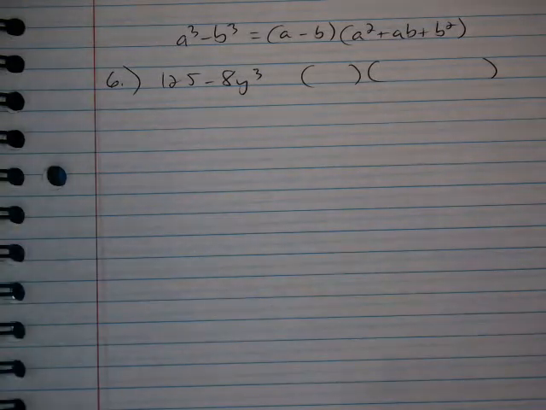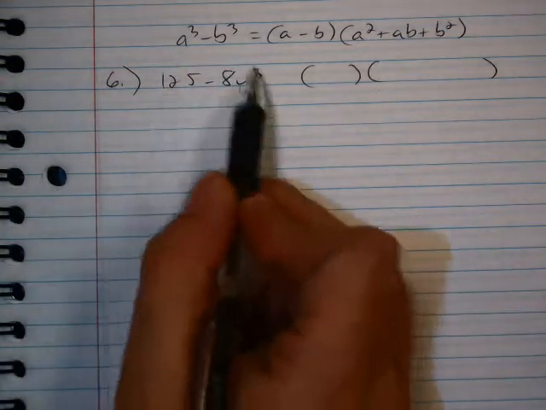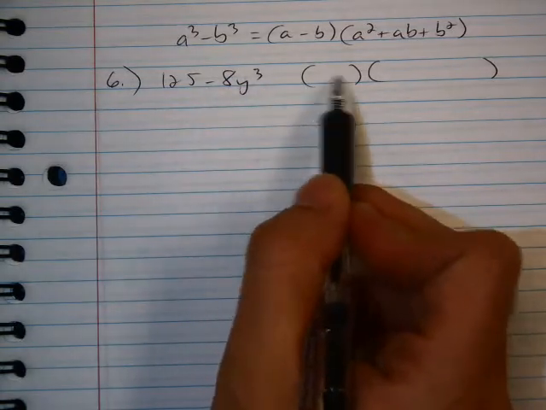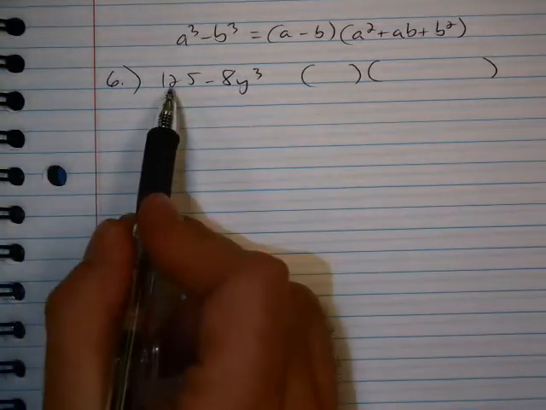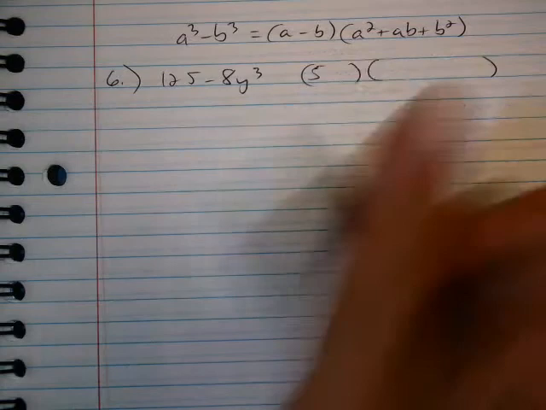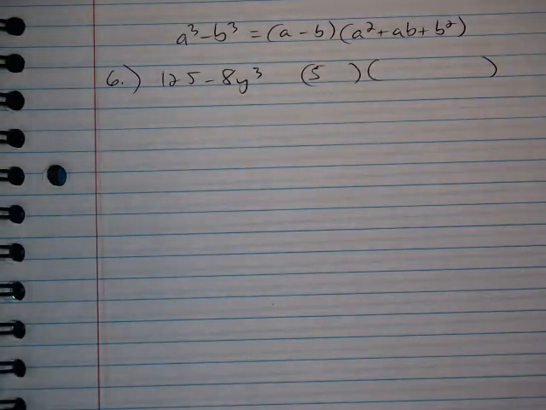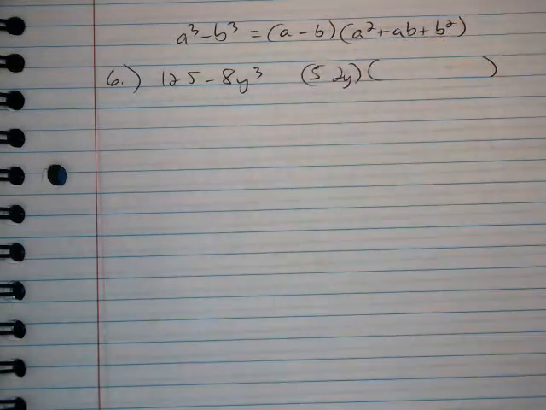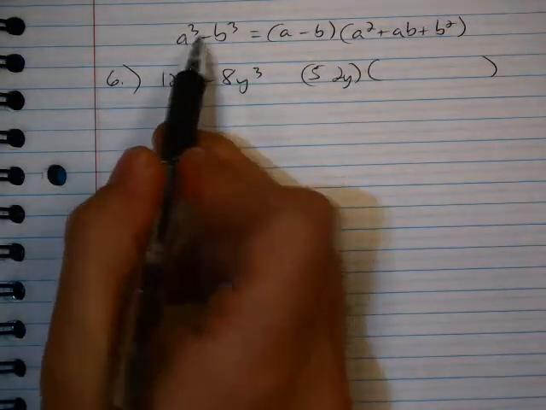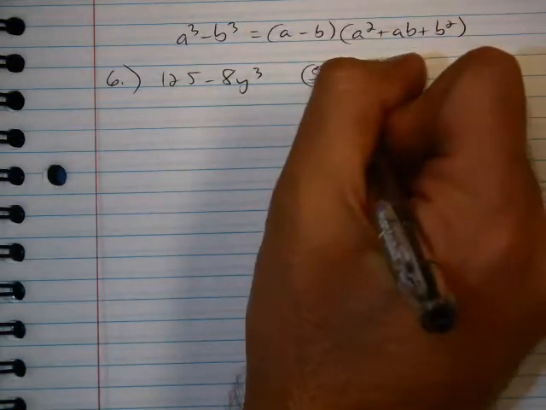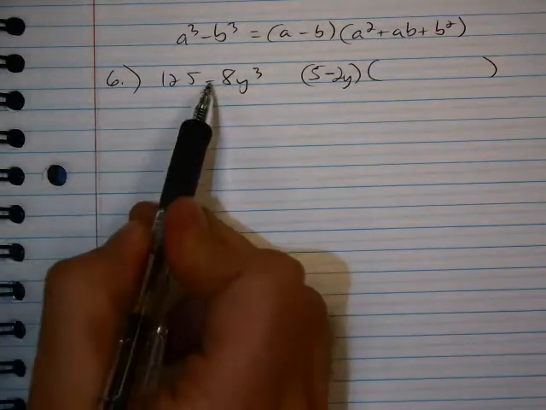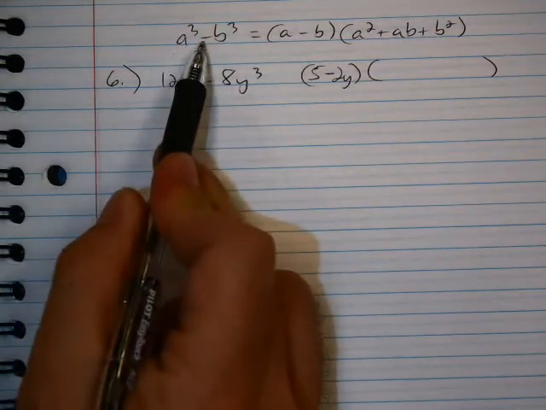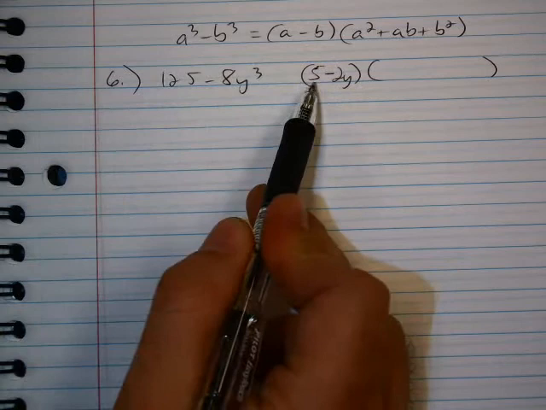The trick is, the first thing you want to do is take the cube root of them to get this first set. The cube root of 125 is 5, because 5 times 5 times 5 is 125. The cube root of 8y cubed is 2y. And then the minus sign from this pattern will go here. So since it's subtraction, I match it up with this. Cube root of each one gave me these.